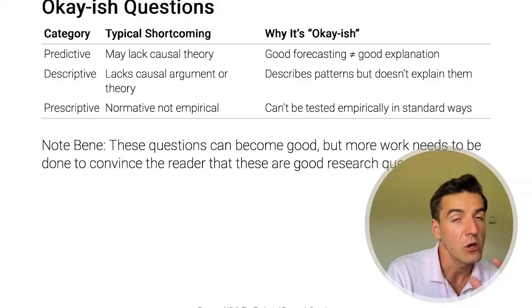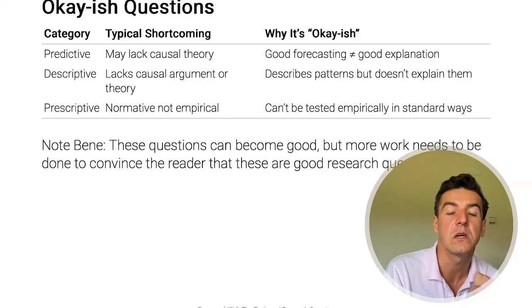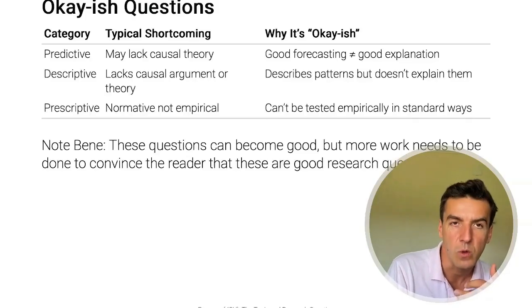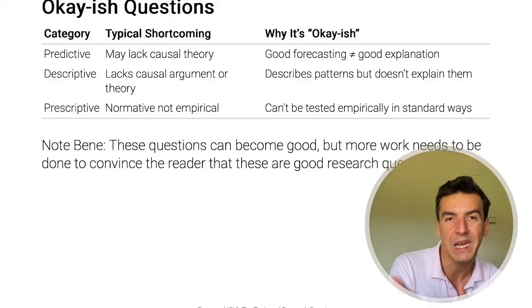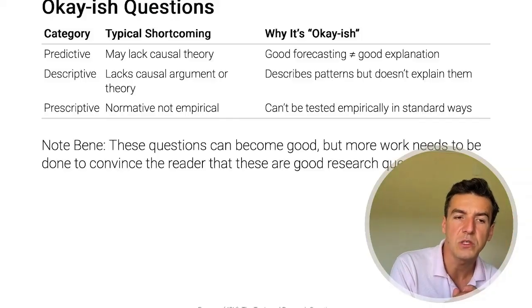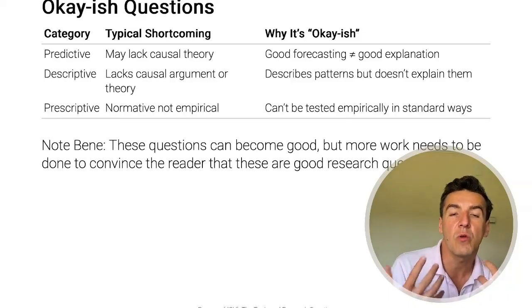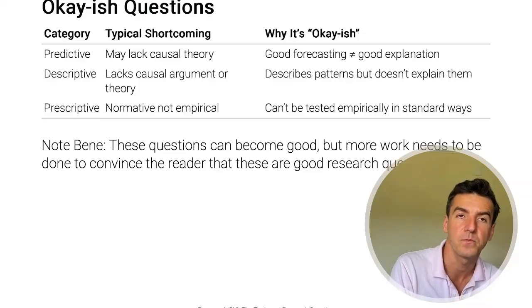Okay, so why are they okay and not good? Here's why. Predictive questions may lack causal theory. Just because you're good at forecasting outcomes doesn't mean you're good at explaining outcomes. I hope you see the difference between forecasting and explaining. Descriptive questions also lack a causal argument, or they lack a theory. Descriptive entails describing a pattern, writing about a pattern, but without explaining why you see that pattern.